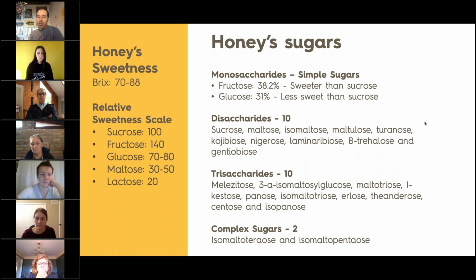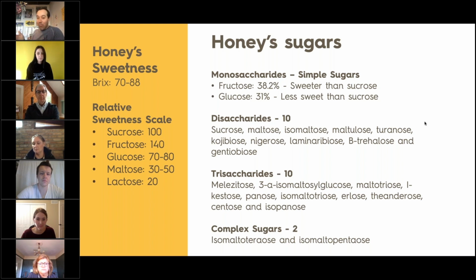Your two main sugars are fructose and glucose. Fructose is going to be about 38% of the carbohydrate load of honey, whereas glucose is going to be about 31%. If we look at the sweetness of those two sugar components compared to just table sugar or sucrose, you're going to see that fructose is significantly sweeter than sucrose, and glucose is a little less sweet than sucrose. Combined, all these sugars together are going to give you a Brix of 70 to 88.